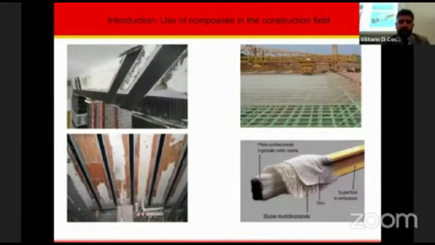In general, we use composite material in the construction field for repairing, as is reported here in this photo on the left, or as construction material. In this case, we are speaking about pultruded profile. The name comes from the industrial process used to produce this material, which is pultrusion. In this case, we have unidirectional fibers embedded in a thermoset matrix.